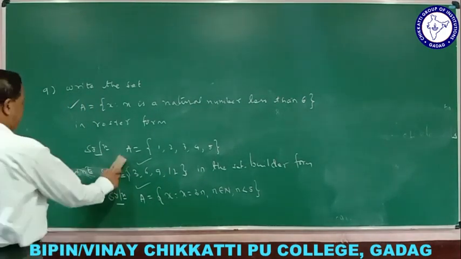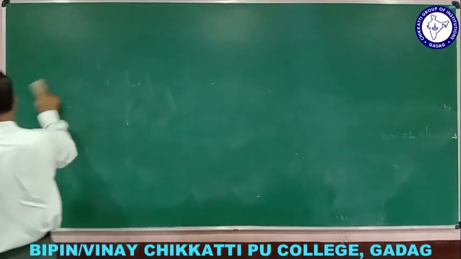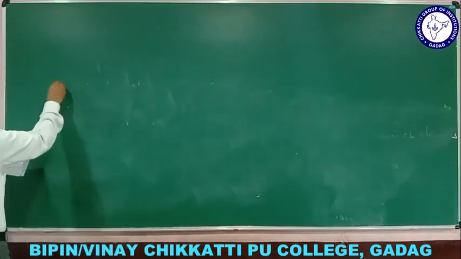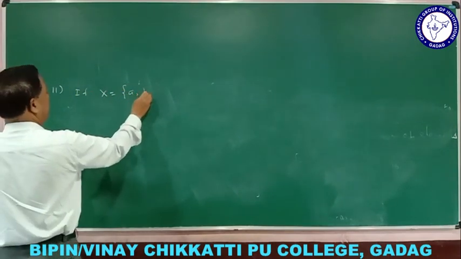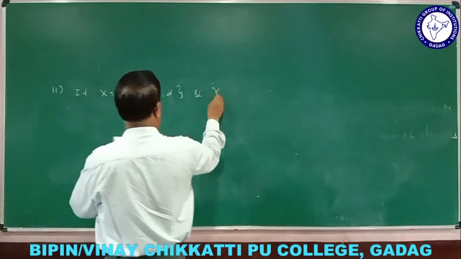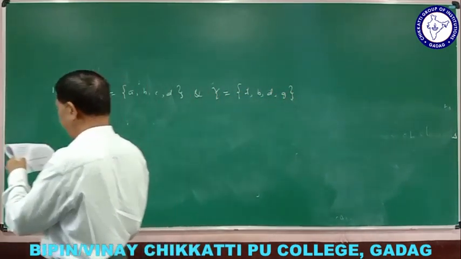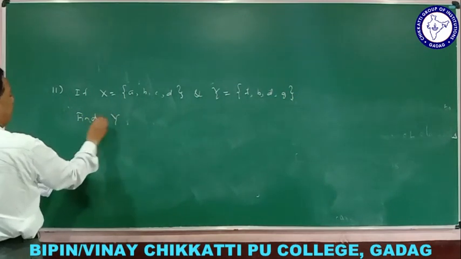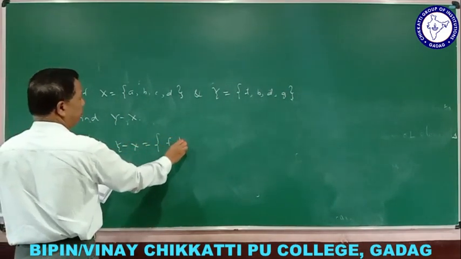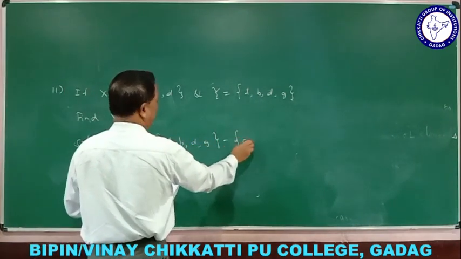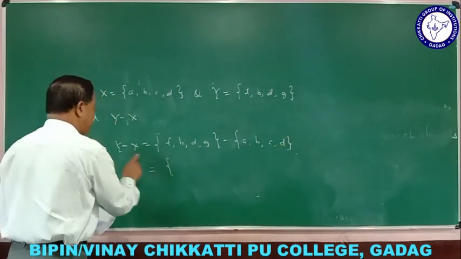Now we go for discussing the 11th problem. I told you only 10 problems I want to discuss, and one more you write for reference. I'm taking the 11th one. What is this question? If x is equal to {a, b, c, d} and y is equal to {f, b, d, z}, find y minus x. Y minus x is {f, b, d, z} minus {a, b, c, d}. Here you have to write only those elements which are in y but not in x.